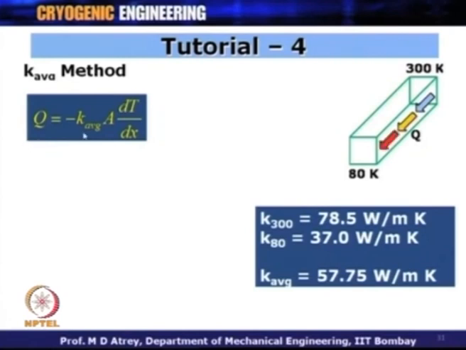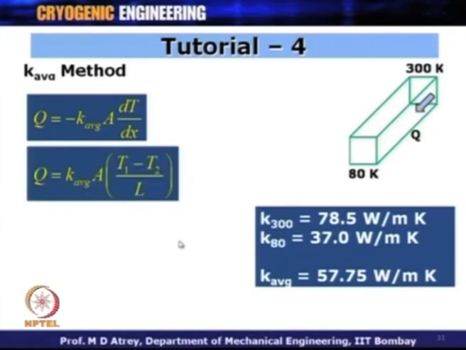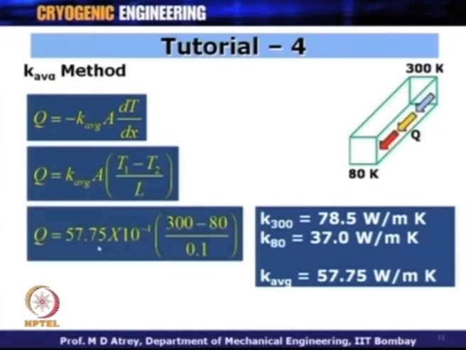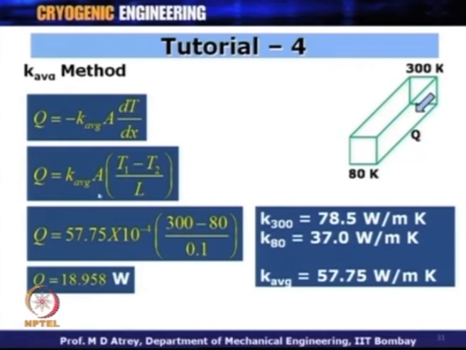Q is equal to minus K into A into dT by dx. The value of K is taken as K average in this case. If I put the values over here, I get 57.75 into 10 to the power minus 4, which is A, and this is K, times T1 minus T2, which is nothing but dT, 300 minus 80, divided by the length, which is 0.1 meter. And the Q calculated in this way based on K average is 18.958 watts. This is based on the K average method.